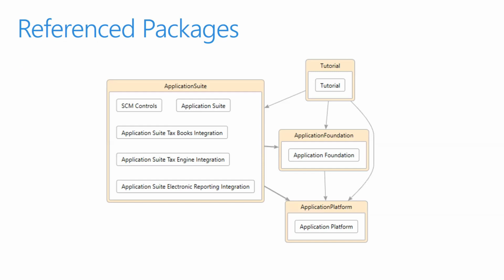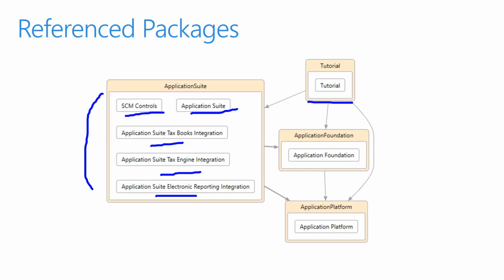This diagram shows the tutorial package, which contains a single model called tutorial, as you can see here. It references 3 different packages. These are outgoing references, which means the tutorial model depends on these packages. In this picture, we can see the tutorial package references the application suite, which then contains 5 different models inside of it. So we have SCM controls, application suite, and so on. So we have 5 models that are referenced in the application suite.